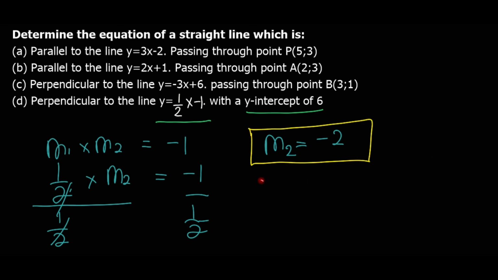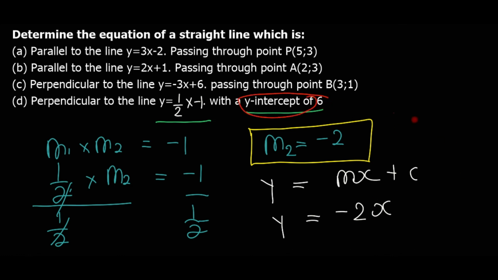So we know y is equal to mx plus c. So y is equal to, the gradient is -2. But in this question they gave us a point which is the y-intercept. This point, your y-intercept, gives this point c. So I can easily substitute with it, and then this is c. So this is our equation.